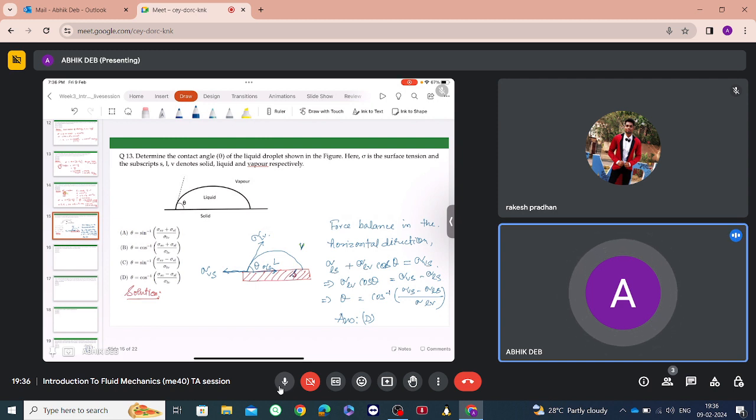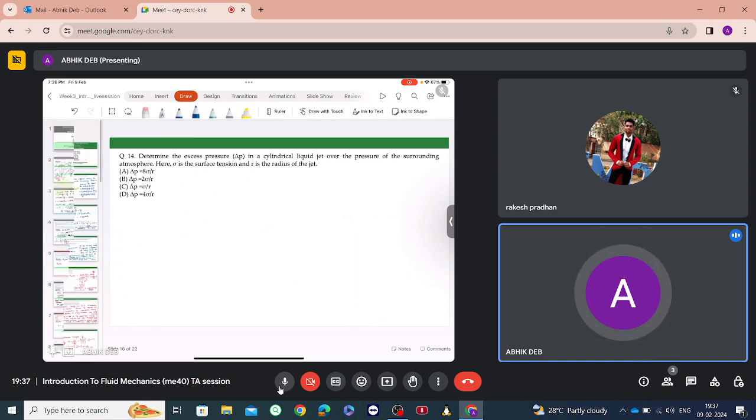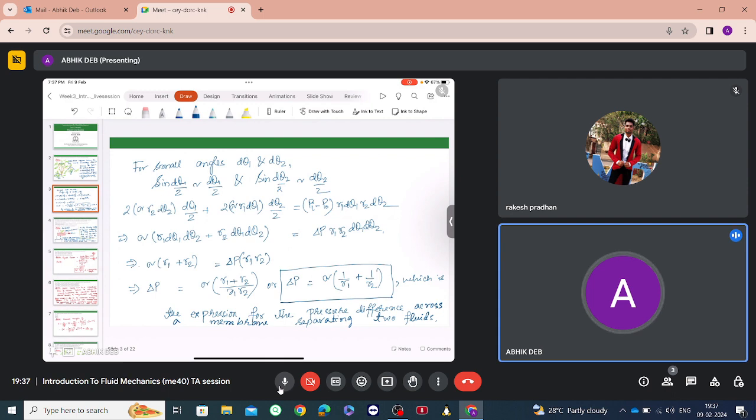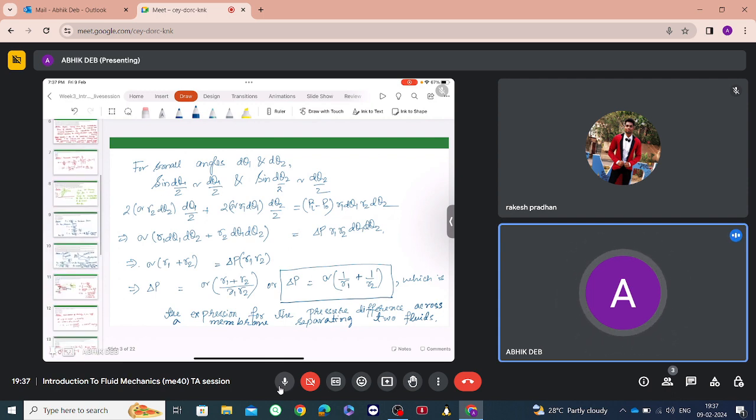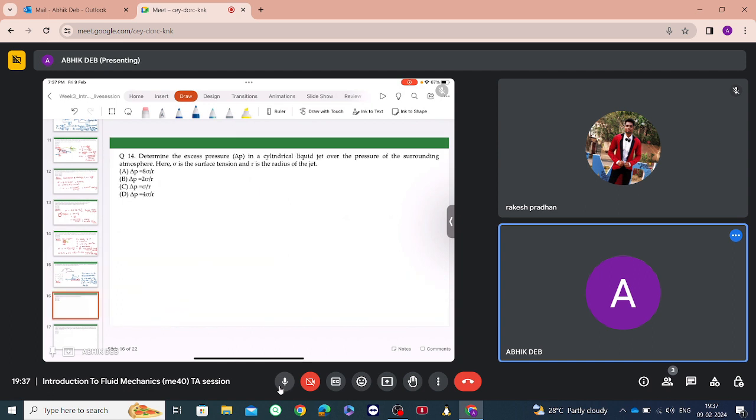Okay, so we move on to the next problem. Determine the excess pressure in a cylindrical liquid jet over the pressure of the surrounding atmosphere. So see, that is what I was saying, that the initial result in problem number 1 that we have defined can be used in n number of cases for calculating the pressure difference between such bodies. So here one of the bodies is a liquid jet, a cylindrical liquid jet.